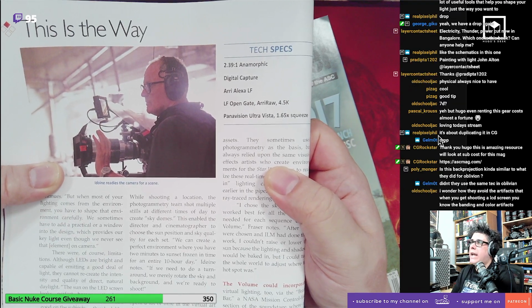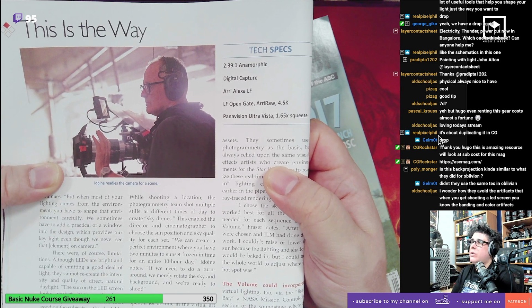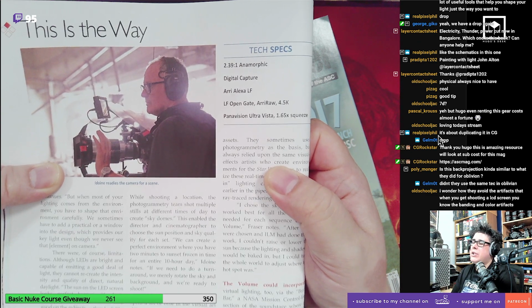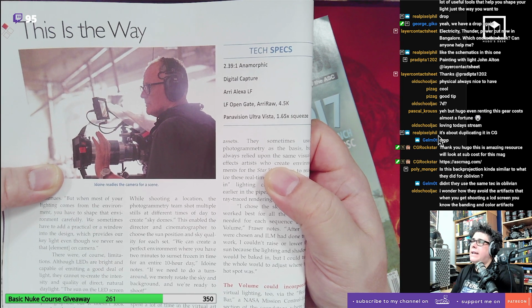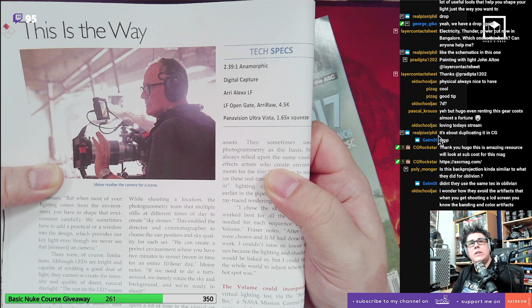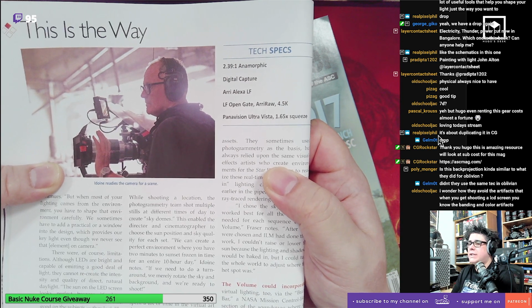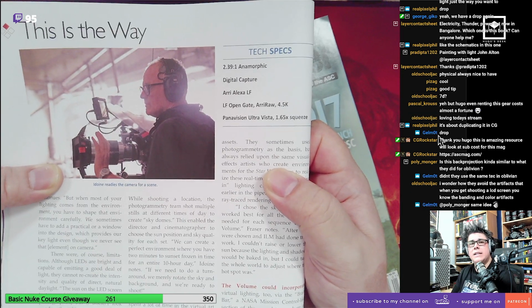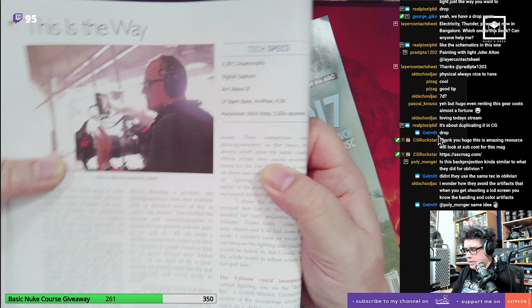So it wasn't 4K, it was a bit bigger. And then they used Panavision Ultra Vista lenses. They are anamorphic lenses with a 1.65 squeeze. So again, if you want to match something, if you want to be inspired by this film, you have this kind of information in this article.